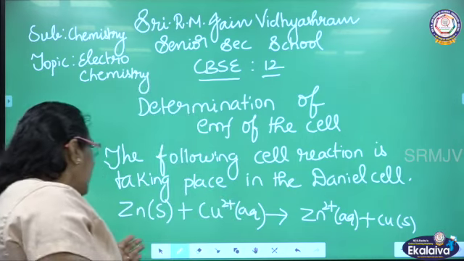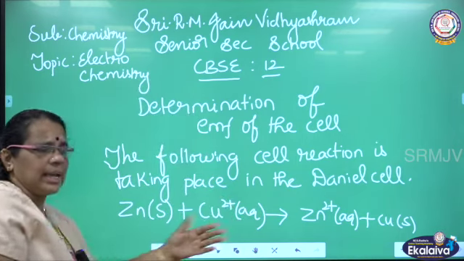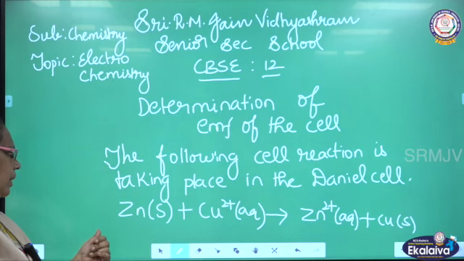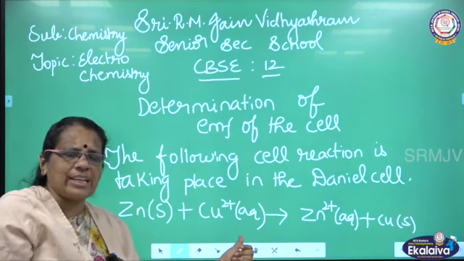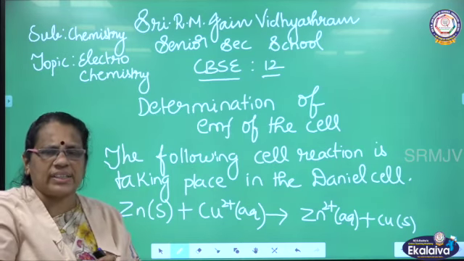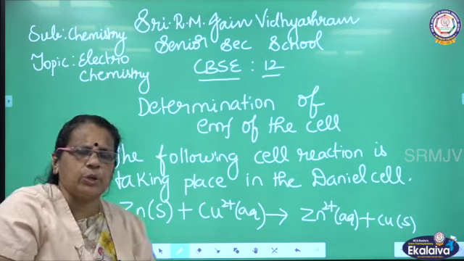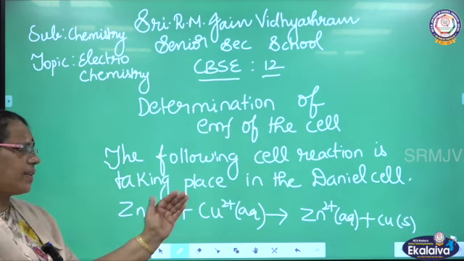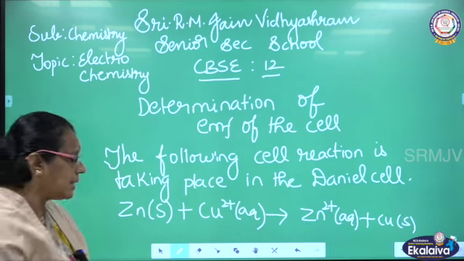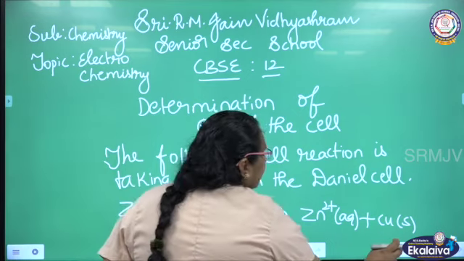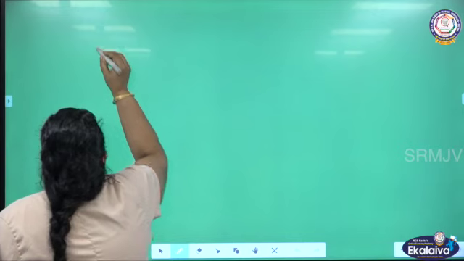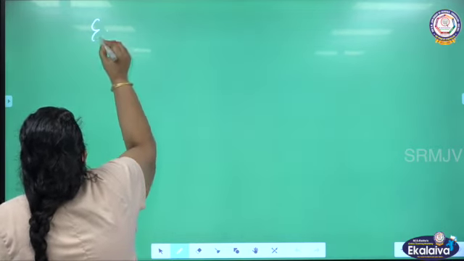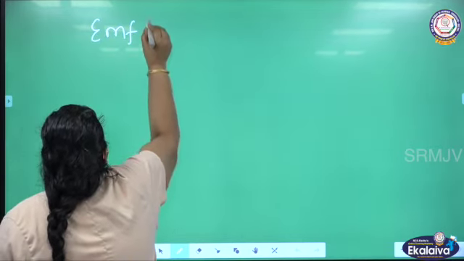So, I have written the cell reaction that is taking place in the Daniell cell. Actually, zinc solid reacts with copper 2 plus aqueous. So, I am getting zinc 2 plus aqueous with the liberation of copper solid. So, this is the reaction taking place in the Daniell cell. Let me see the cell potential, that is the EMF of the cell.